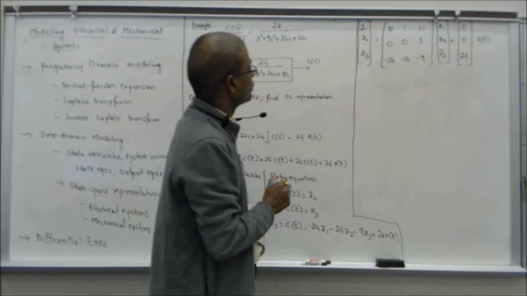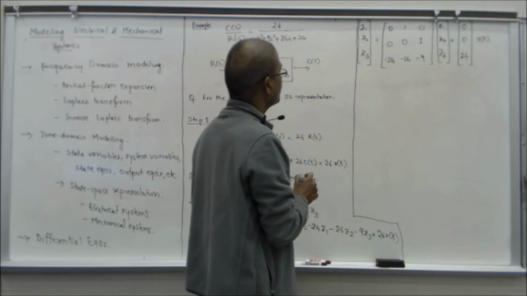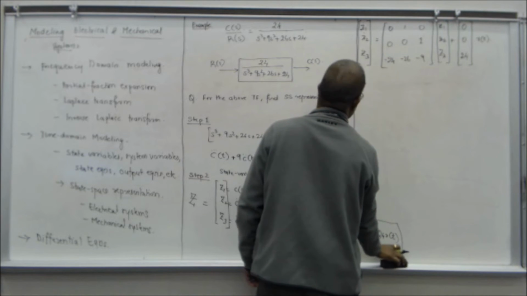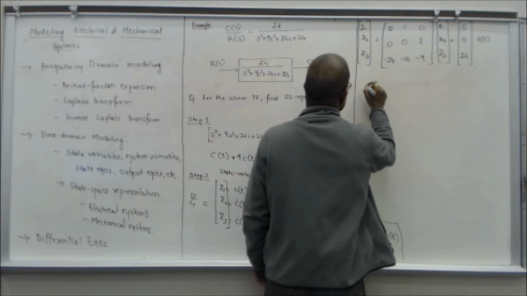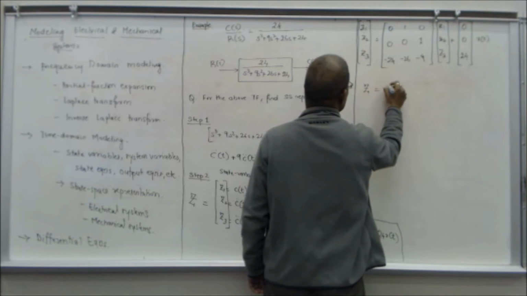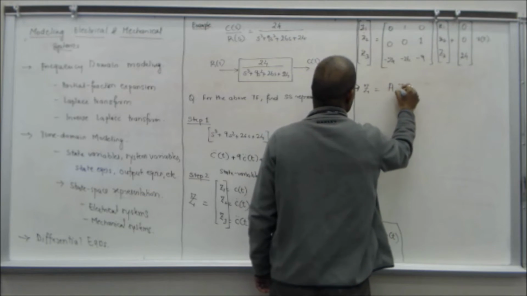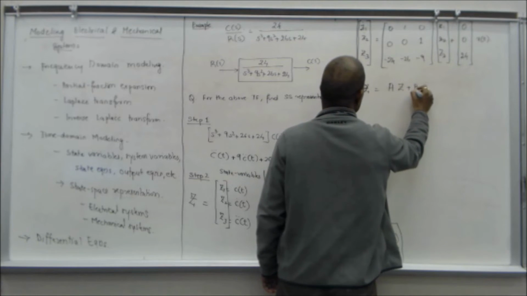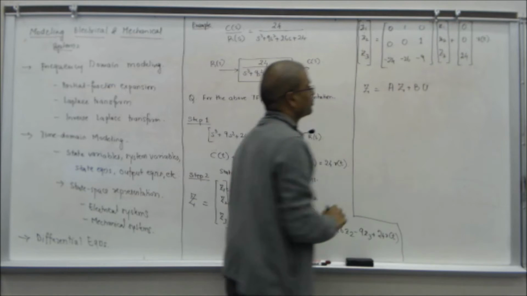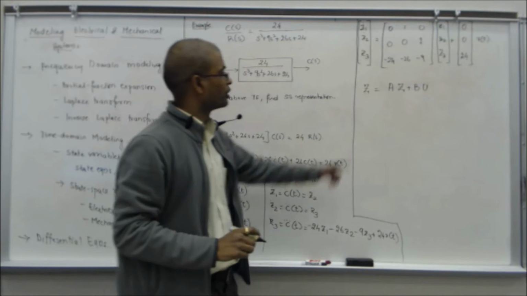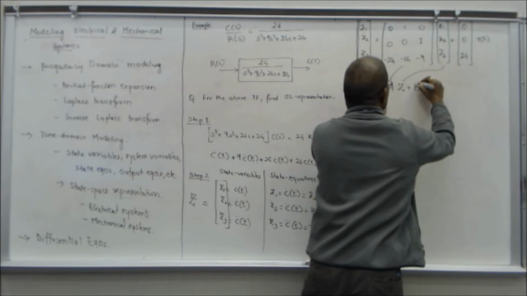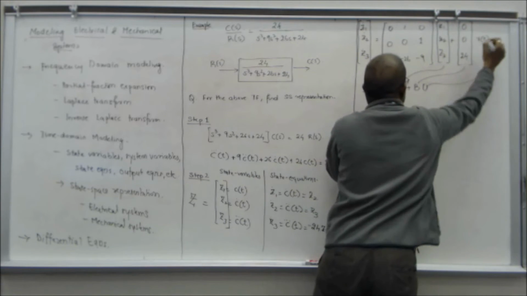Okay. So what you do is you just make it a habit of writing it something like this. Z dot, the capital Z, equal to AZ plus BU. Okay. So this A is this, Z is this, B is this, and this is this.